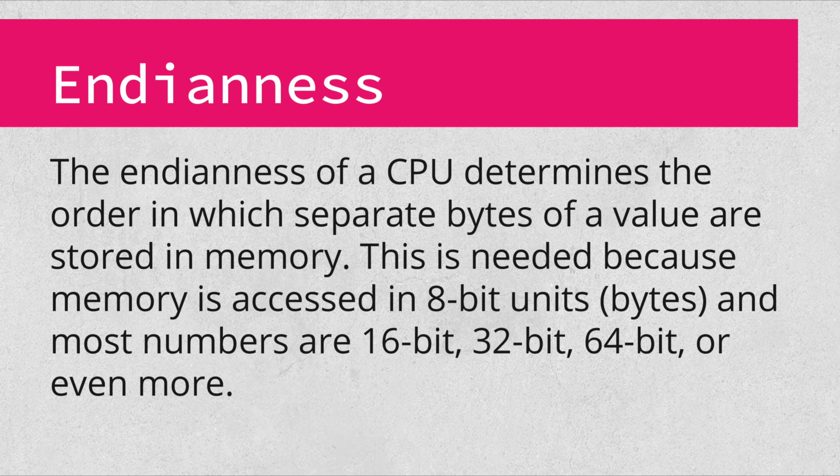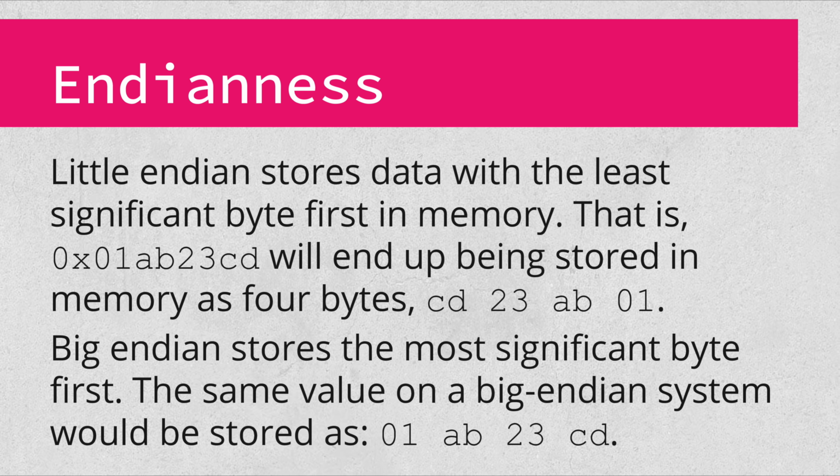Endianness is a property of the CPU, which determines the order in which bytes of values are stored. This is needed because memory is indexed in bytes, 8-bit units, and most values are larger than this. As such, we need to split the value into some sequence of bytes. Endianness decides the order. In little endian systems, values are stored with the least significant byte first in memory.